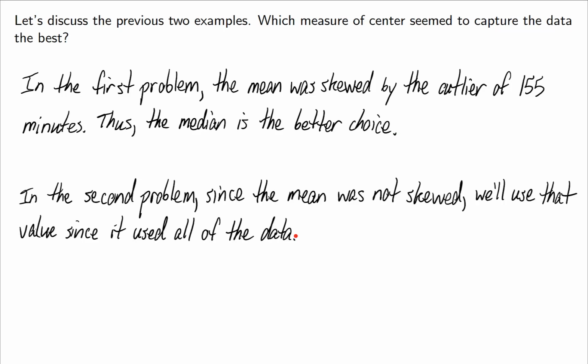In the second problem, since the mean was not skewed, we'll use that value since it used all of the data. If the mean can be used, you should use the mean because it captures all of the data, whereas the median really only looks at what is the middle 1 or 2 pieces of data. It is useful to use the median when the mean is no good, but it's better to use the mean if you can.